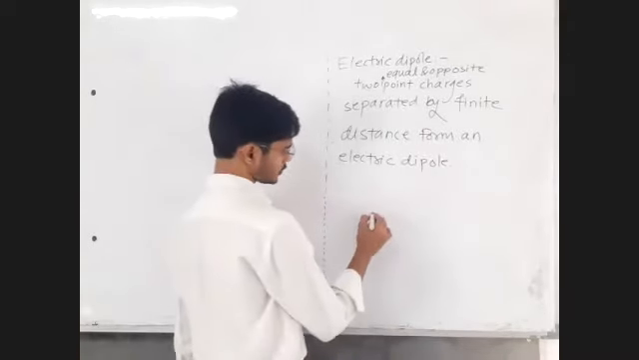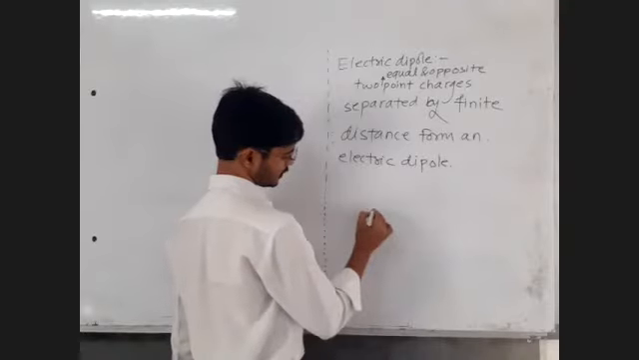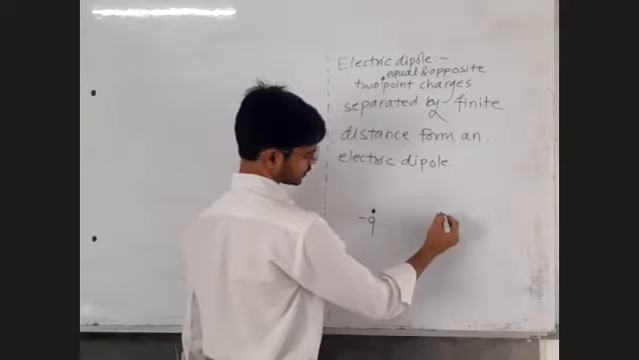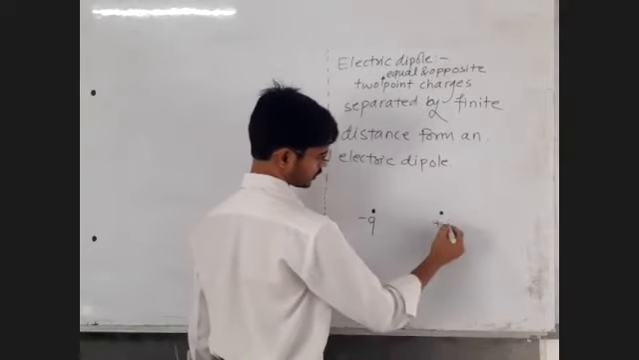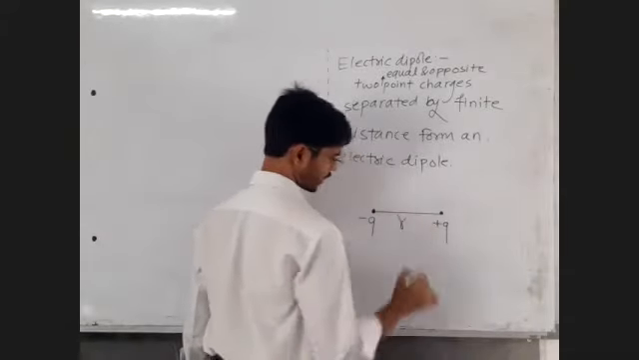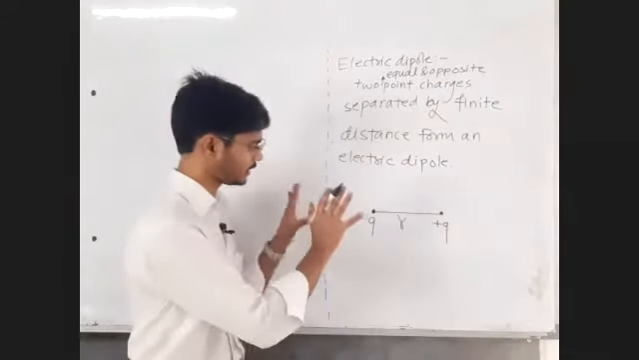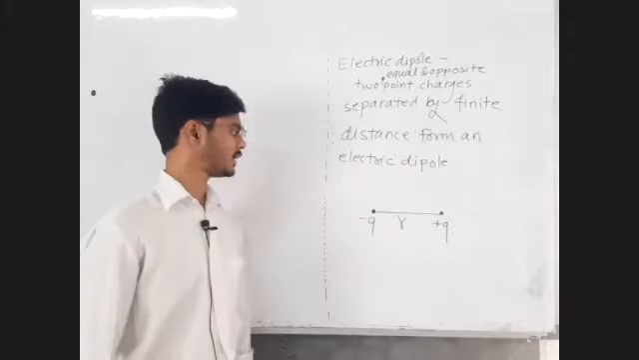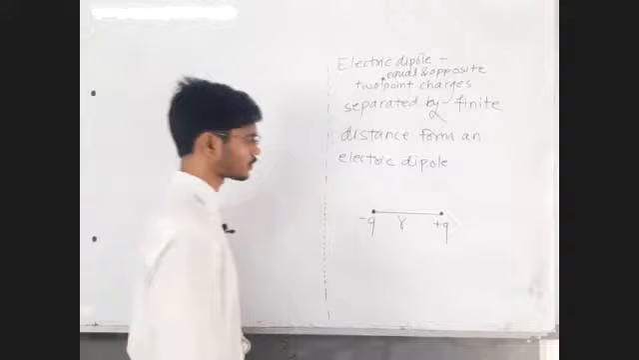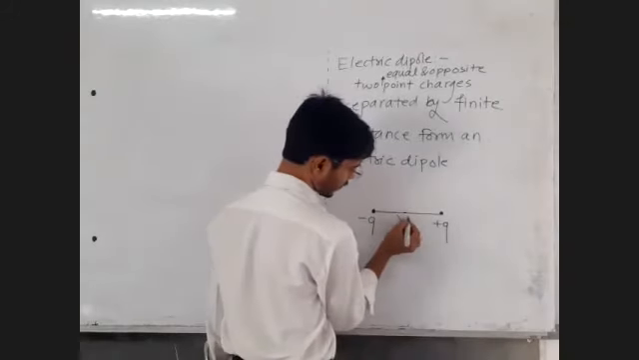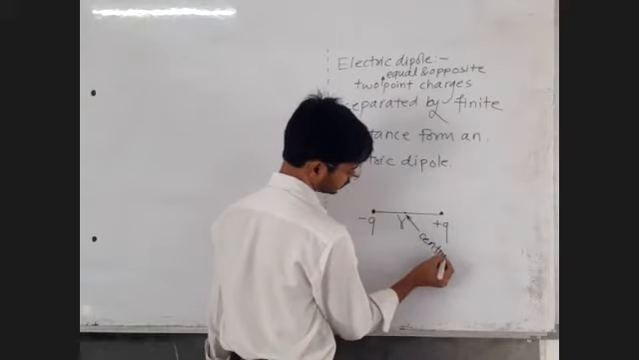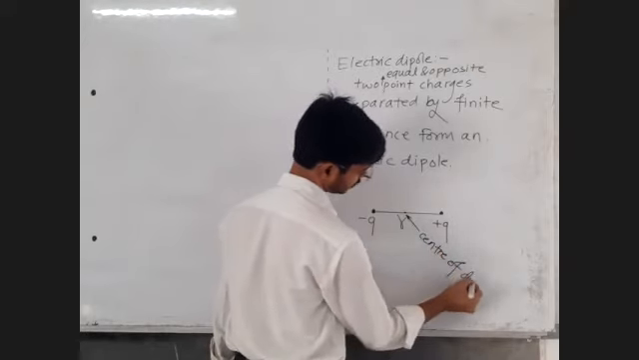So it means, sir, we will be having a small point charge minus q and some small point charge plus q, and the distance between them is, let's say, small r. This type of arrangement, this type of system is called an electric dipole. The middle point is called the center of the dipole. This point is called the center of the dipole. Write down.